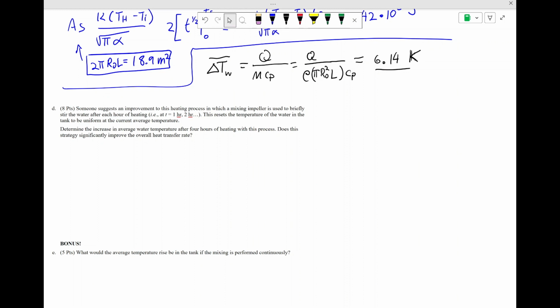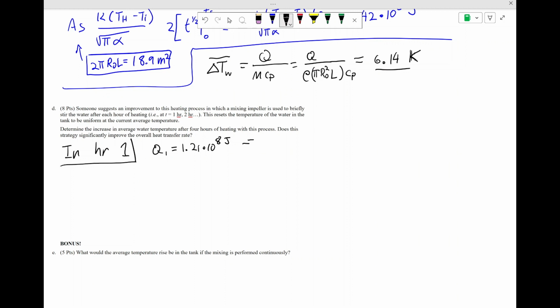So the idea is that in the first hour, we're running like we did before. So essentially in hour 1, our process is going to proceed like it did previously. We're going to use the same formula as above, but just plug in 1 hour instead of 4 hours. And we're going to get in that first hour a value of Q for hour 1 of 1.21 times 10 to the 8th joules.